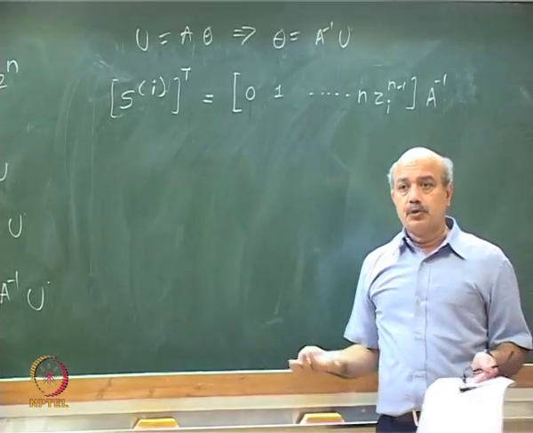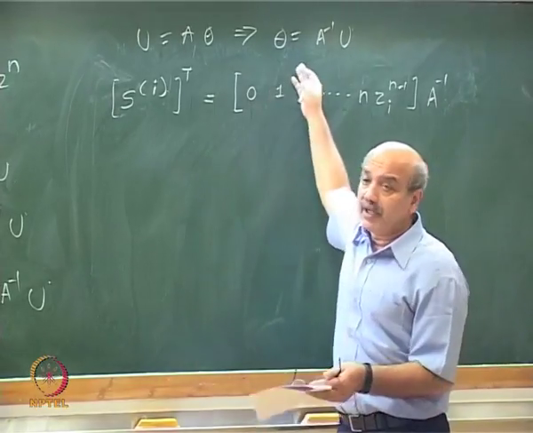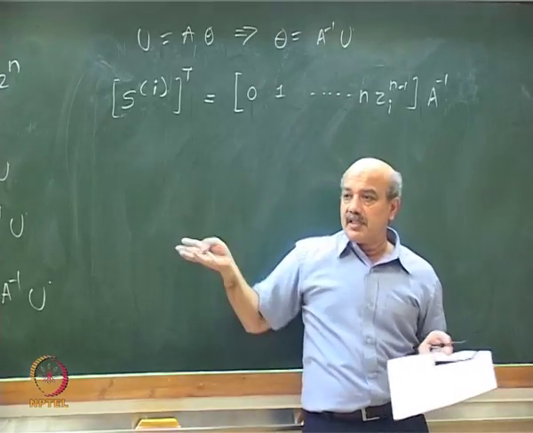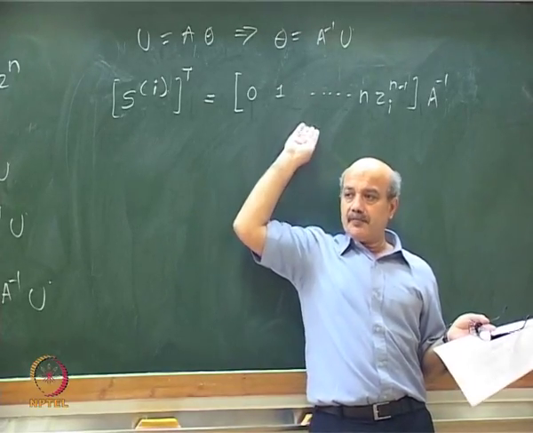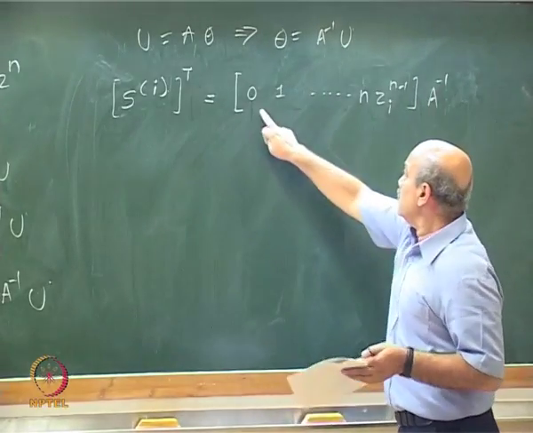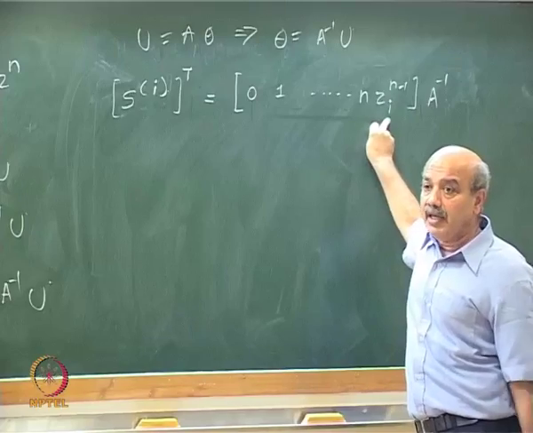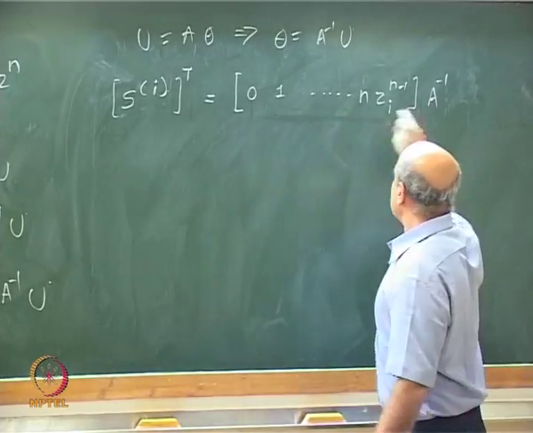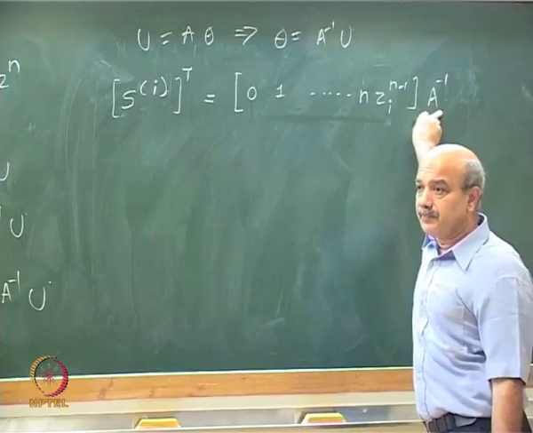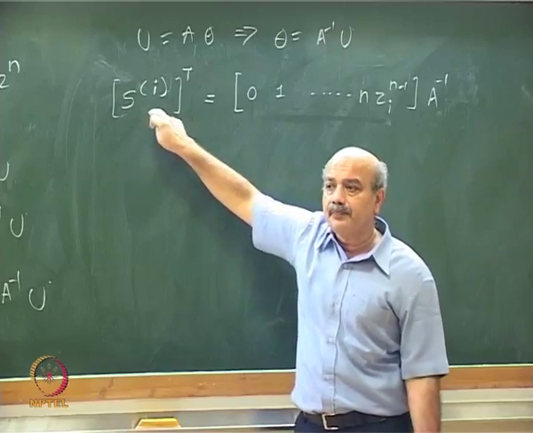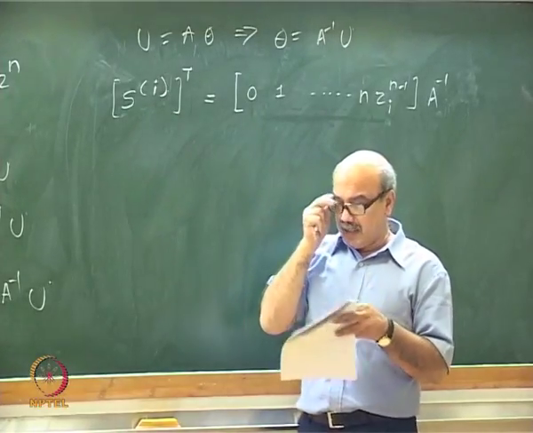So A inverse is known to us. The A matrix can be computed, since we know z1, z2, z3, so we can compute the A matrix and A inverse. So this matrix is known. Since we know zi, we also know this row. So this row times this matrix will be a row vector.